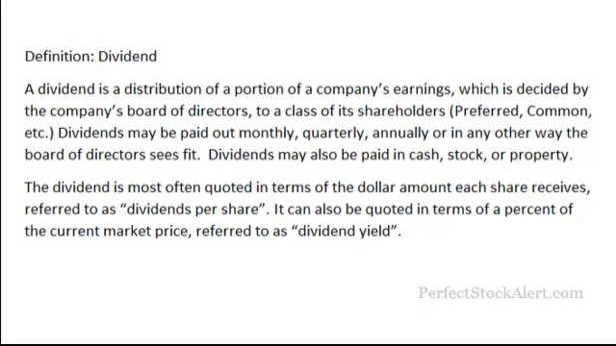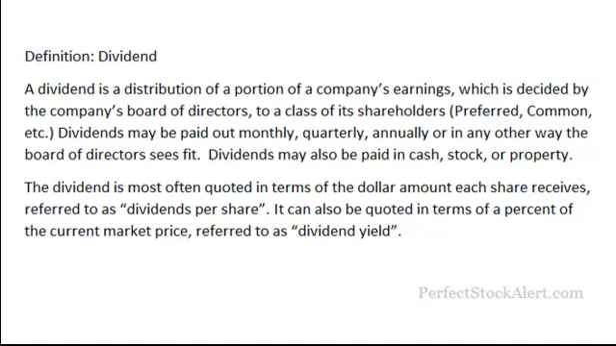A dividend is a distribution of a portion of the company's earnings, of the retained earnings, which is decided by the company's board of directors to a class of its shareholders. It could be preferred or common, etc. Dividends may be paid out monthly, quarterly, annually, or in any other way the board of directors sees fit. Dividends may also be paid in cash, stock, or property.